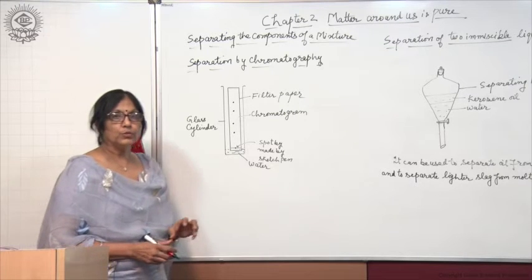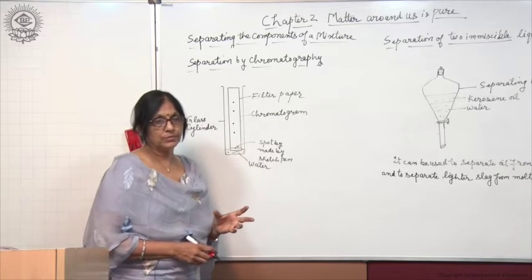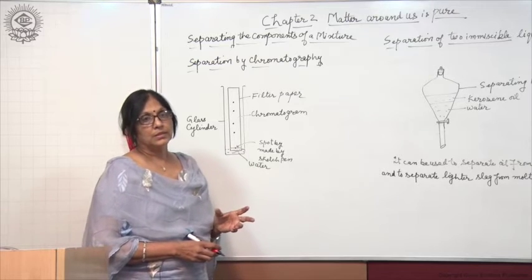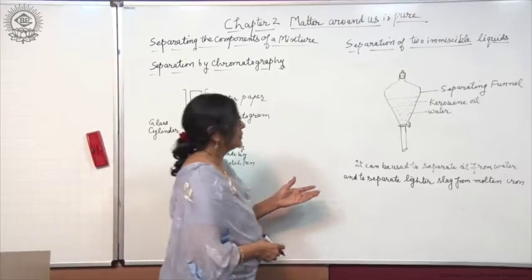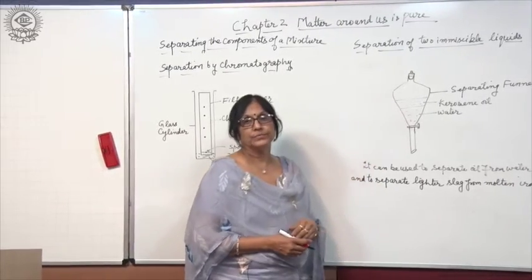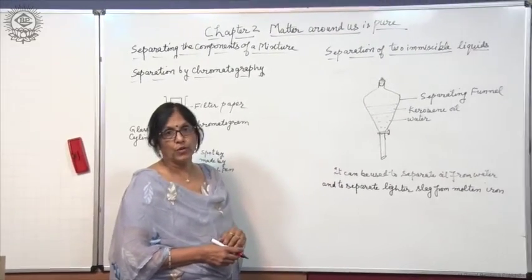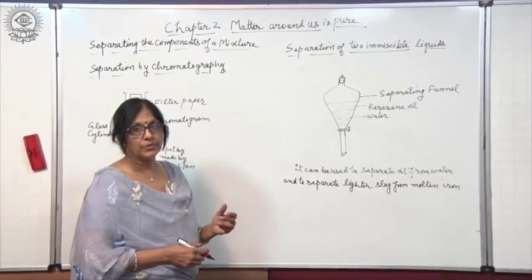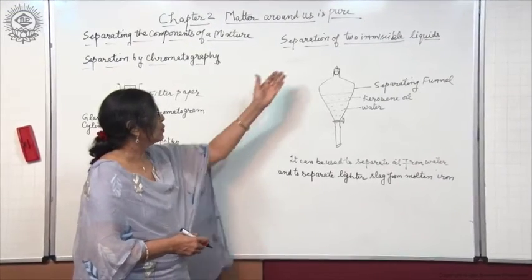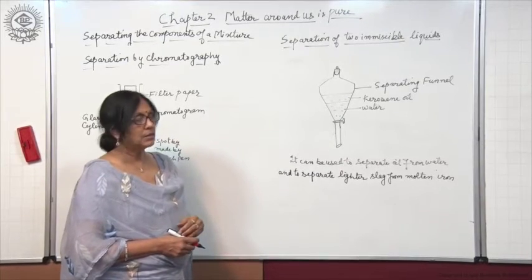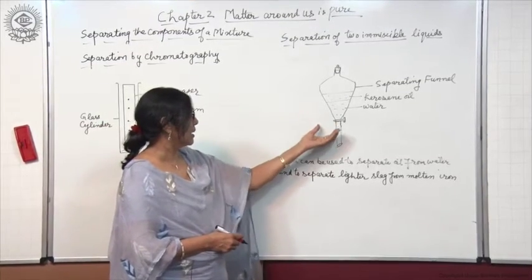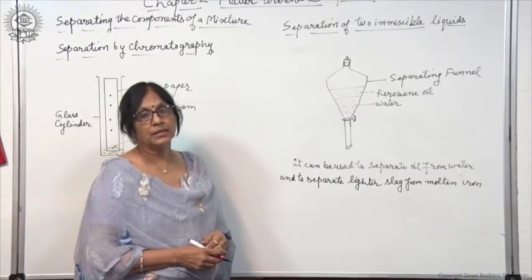Now, if two liquids are mixed together and they do not dissolve in each other, like kerosene and water, kerosene does not dissolve in water. So, how to separate a mixture of two immiscible liquids? This can be done by using a simple apparatus known as a separating funnel.